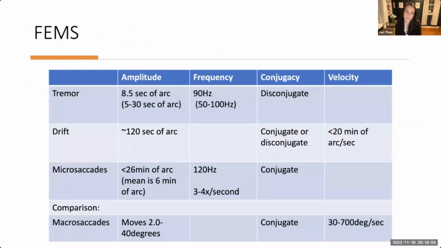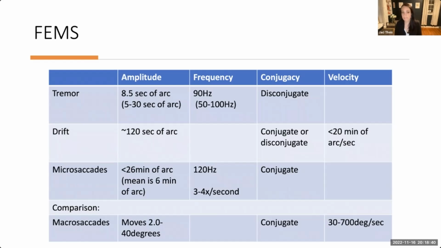So one of the things that you'll see here, I created this table out of a hodgepodge of different textbooks. And you're going to notice a couple of things, one being that there are some blank boxes. So we don't know everything yet about fixational eye movements. And of what we know, every textbook is telling you something different. A lot of that has to do with the type of tracker that was used to detect that movement. Tremor is a type of fixational eye movement, and it is the smallest. On average, it's about 8.5 seconds of arc, but there's a range of how big it can be. Same with frequency. They'll say on average it's 90, but maybe 50 to 100. And we know that tremor is disconjugate.